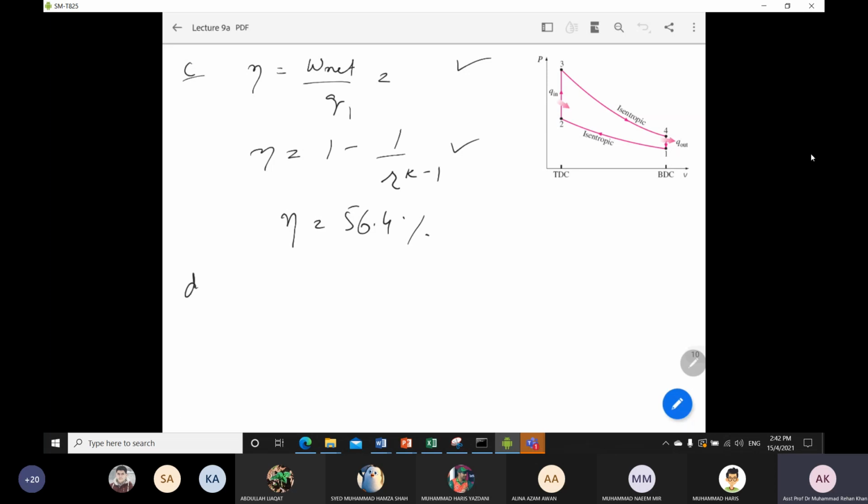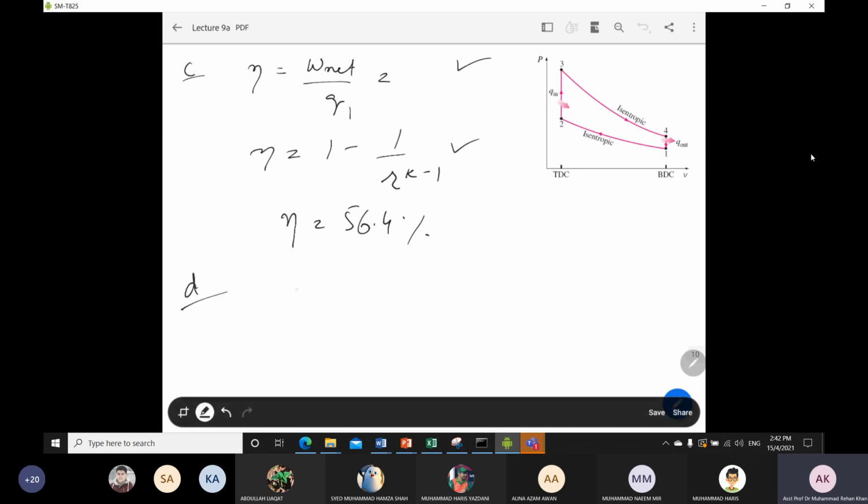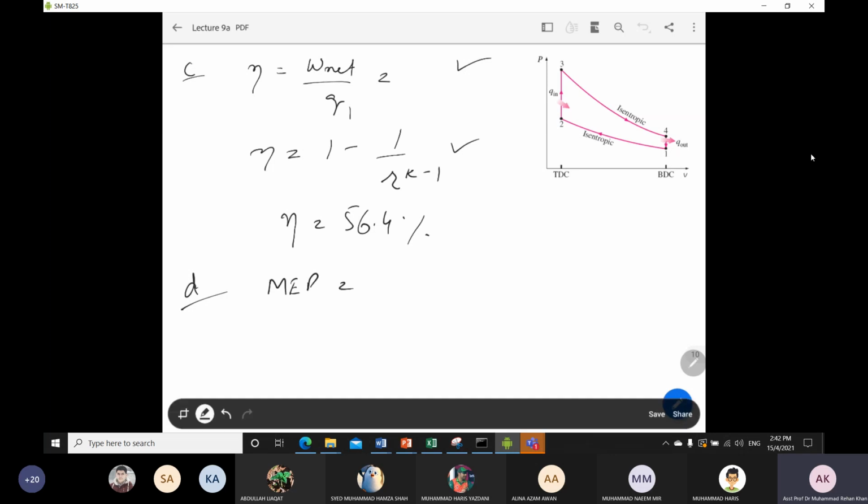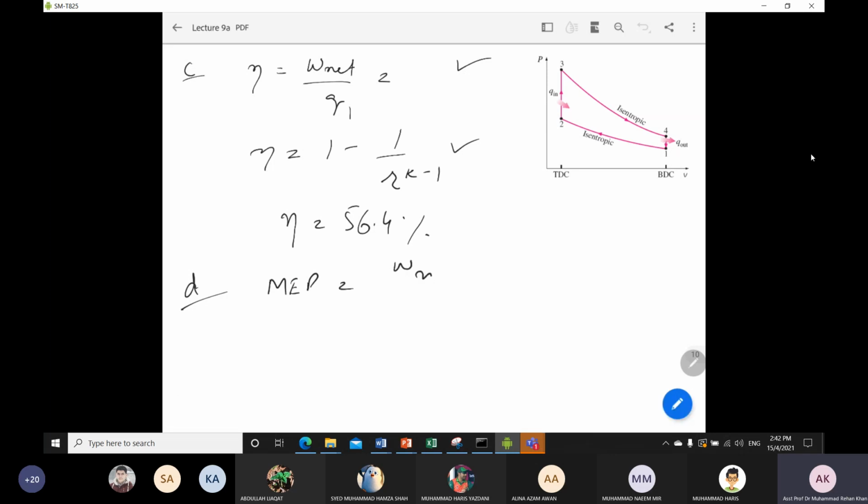Okay, so now coming towards your part number D. Part D is to find your mean effective pressure. As we already saw in the previous question, your mean effective pressure will be W net over specific volume 1 times (1 minus 1 over r). So this is your relation.